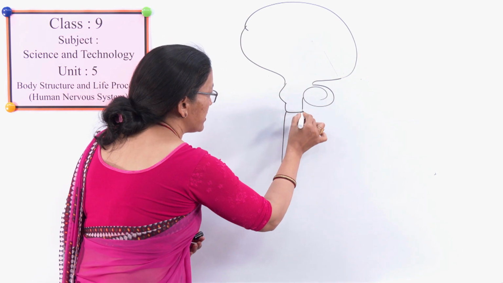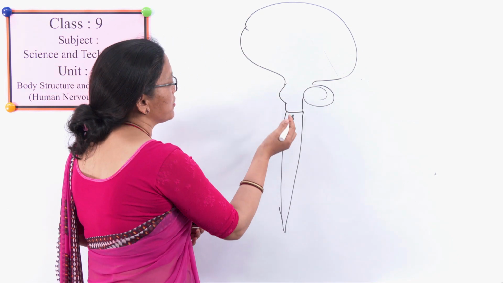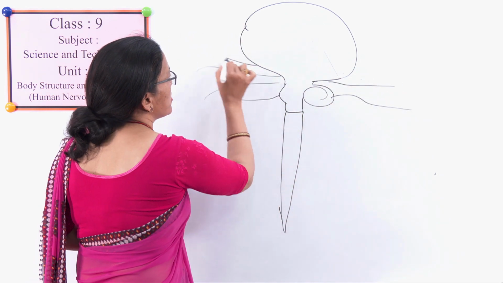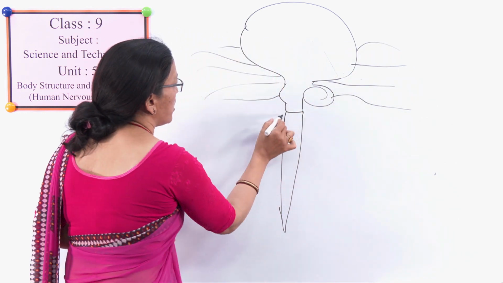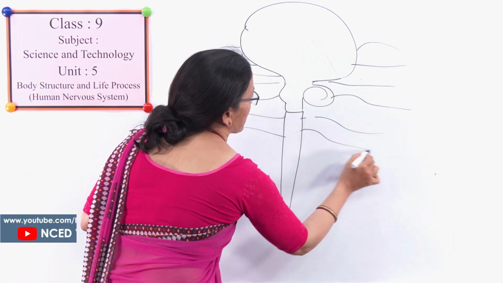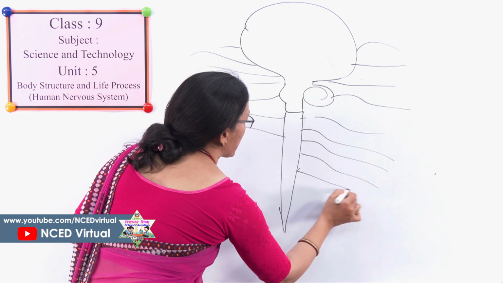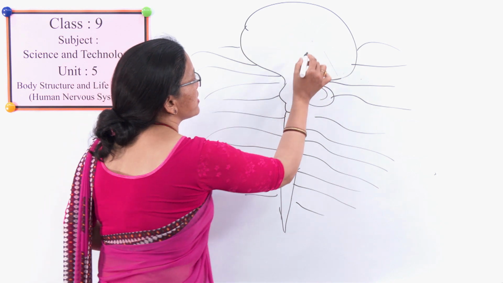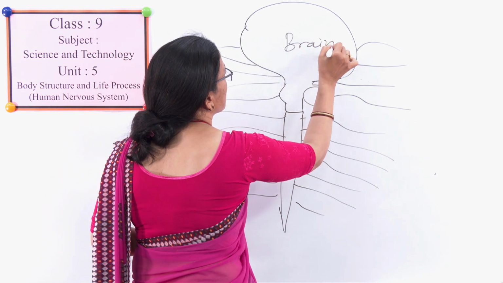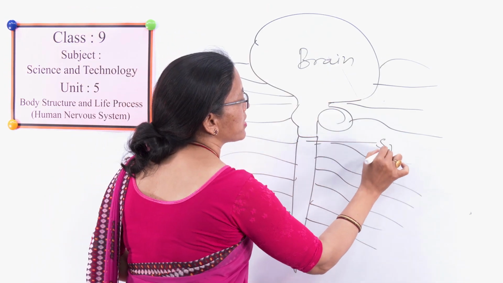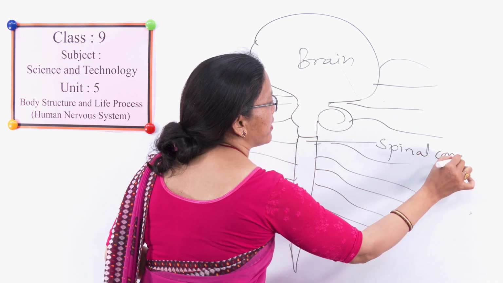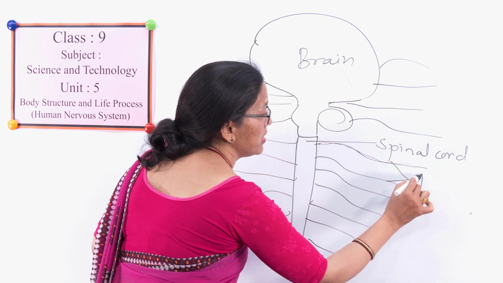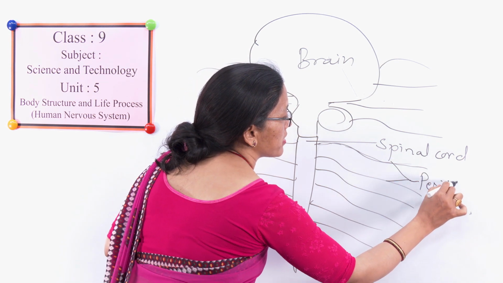it is forming the central nervous system. And from this, we have already seen there are different cranial nerves and spinal nerves. They are forming the peripheral nervous system. And just parallel to the spinal cord, this is the brain, and this is the spinal cord. Now these fibers form the peripheral nervous system.